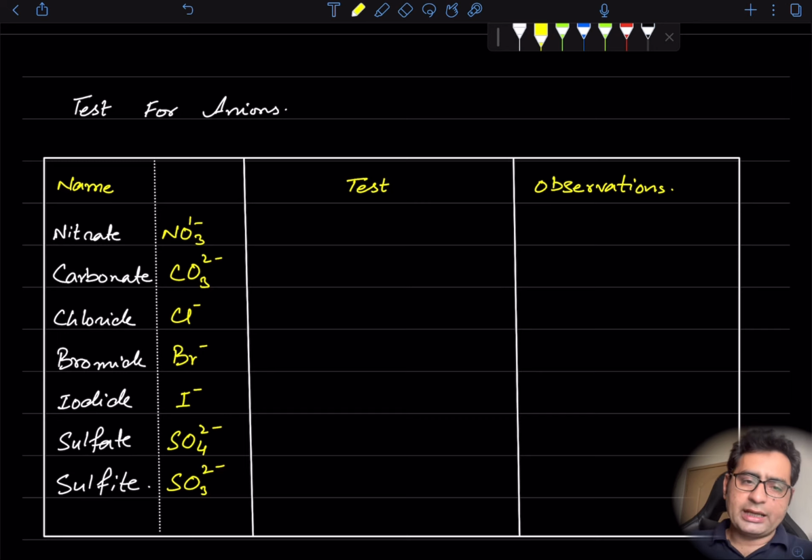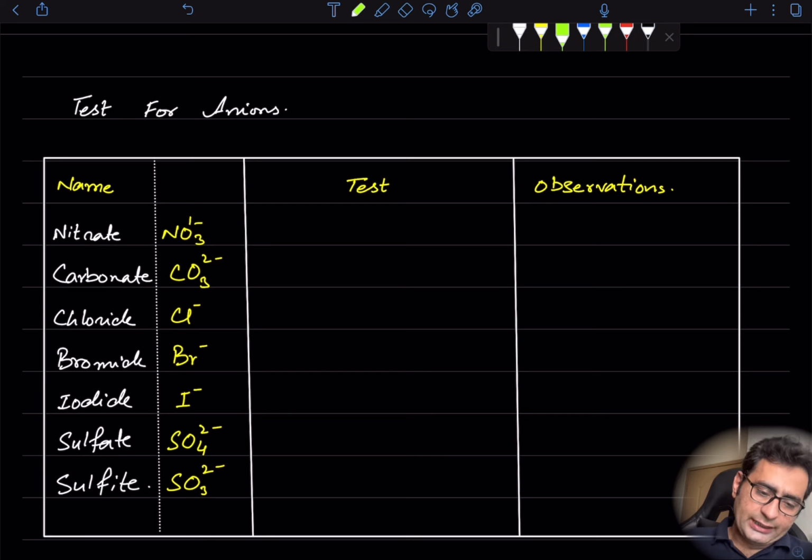Number one, for every anion there is a different test, unlike for cations. For cations, there are only two chemicals used: sodium hydroxide and aqueous ammonia. But for anions, there are a series of tests you need to perform. Very first thing, for nitrate.